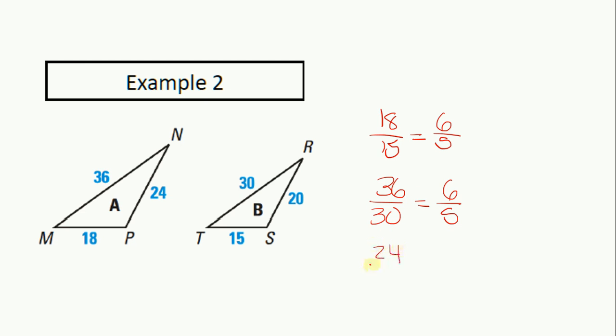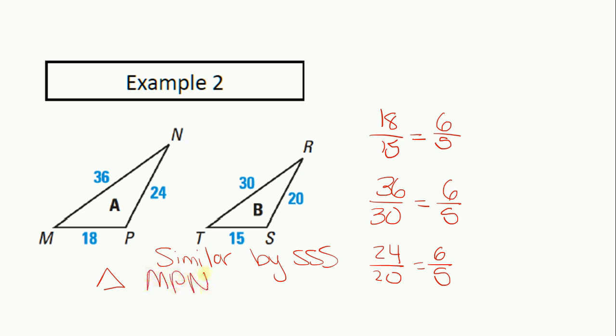And then we got 24 over 20. Divide a 4 into both of those. That is also 6 over 5. So all sides have the same ratio. So let's go ahead and set up my... first I gotta say they're similar by SSS. So I know they're similar. So I got MPN is similar to triangle TSR.